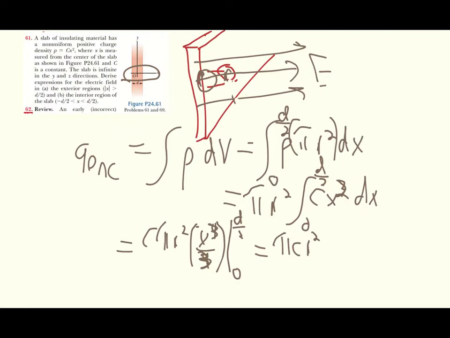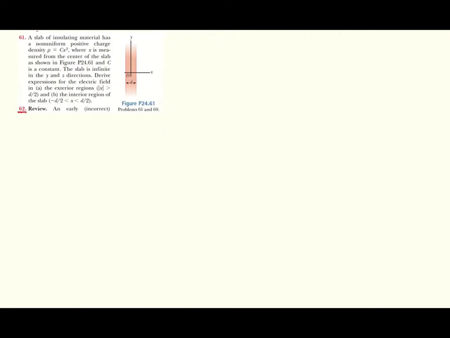What is it? It's c d cubed over 24. Okay, so that's what Q enclosed is. Next, we have to actually go back and find out what the electric field is. We'll do that by using Gauss's law.